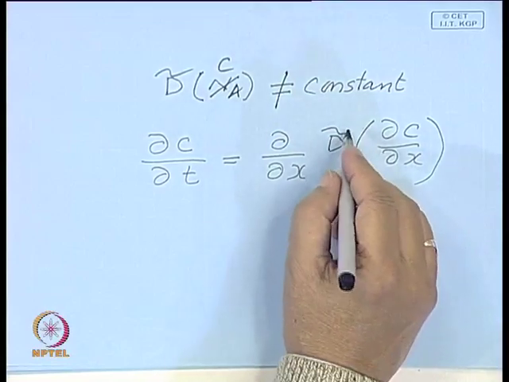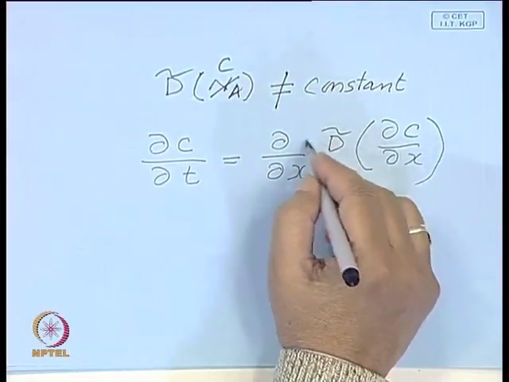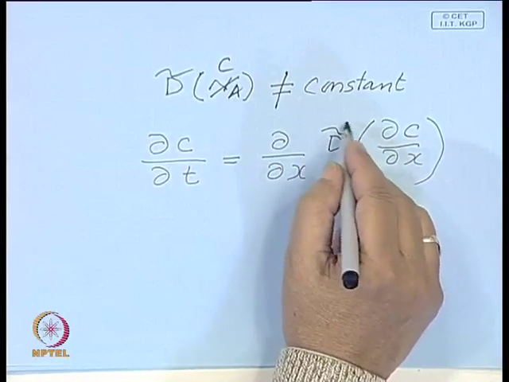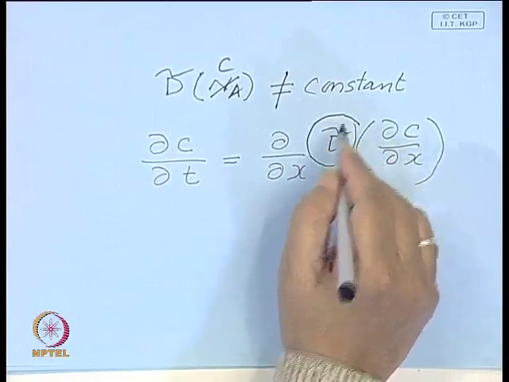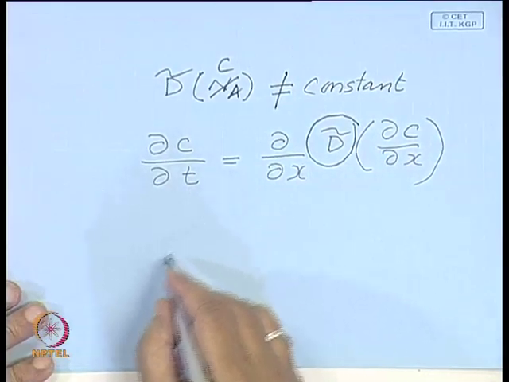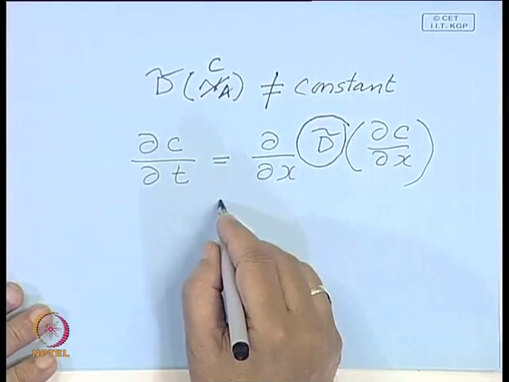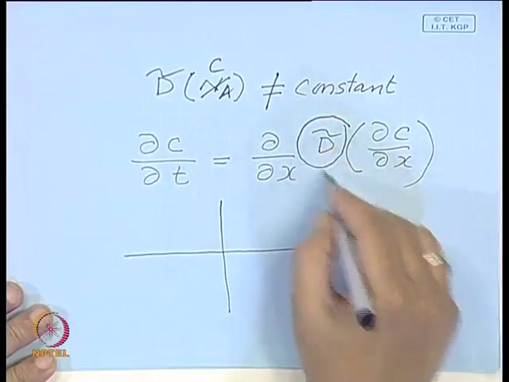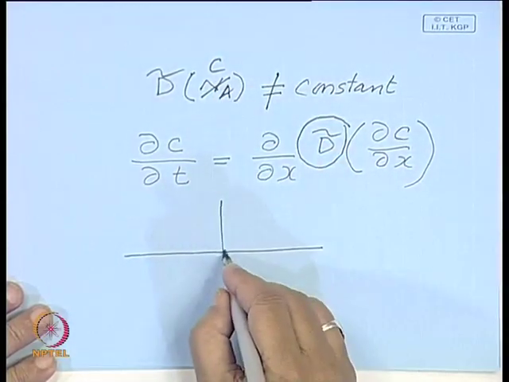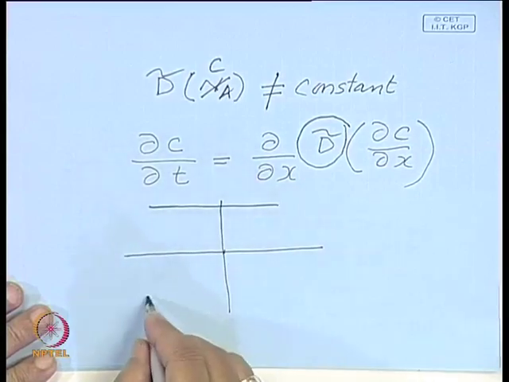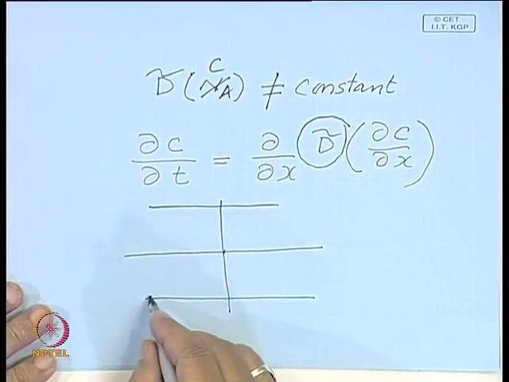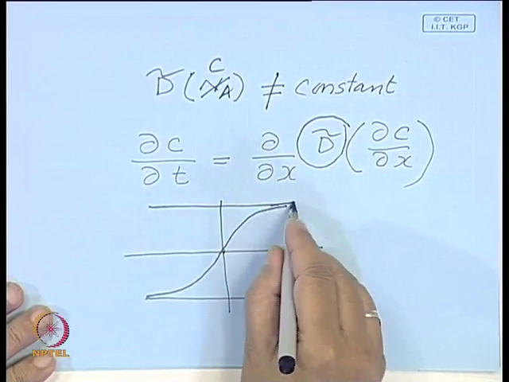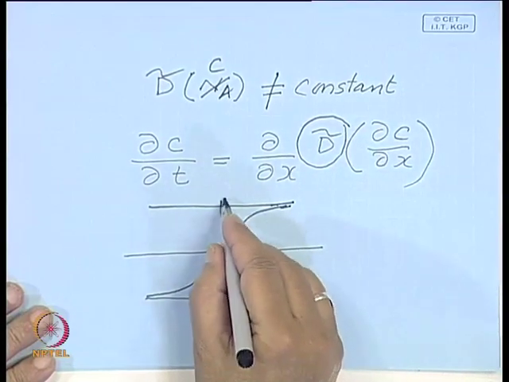So now the Matano method is a procedure which will help you to estimate D from a concentration profile. If you look at the concentration profile and assume D to be constant, then you will find that these profiles are symmetric.